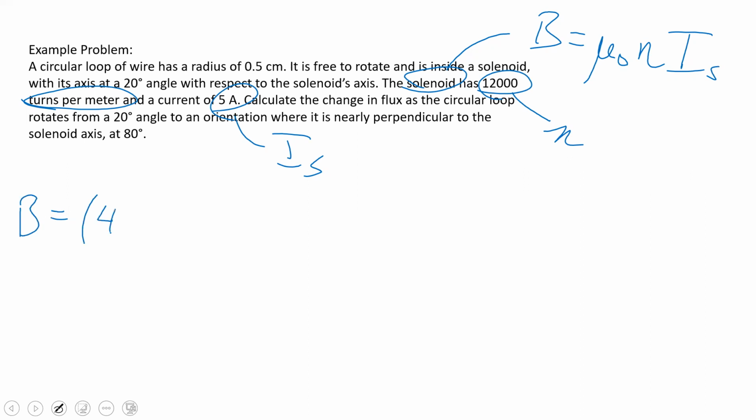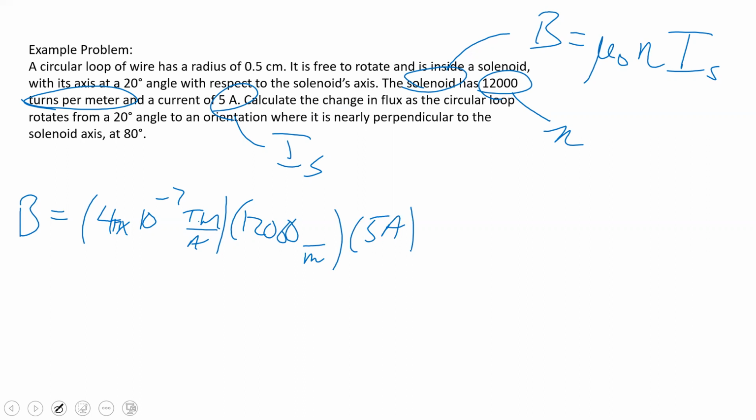4 pi times 10 to the minus 7 Tesla meter per amp, times 12,000 per meter. Turns per meter is a counting of the number of turns, so its units are per meter. And then you have 5 amps, and then you'll get a field.